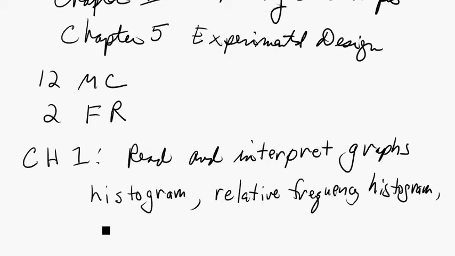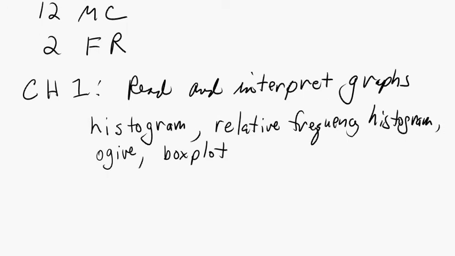An ogive, you might have to read an ogive. A box plot. And what do you need to be able to interpret from these graphs? You need to try to figure out where essentially the center might be. You need to be able to figure out the shape. And from a graph, not generally too much about spread, except in a box plot.